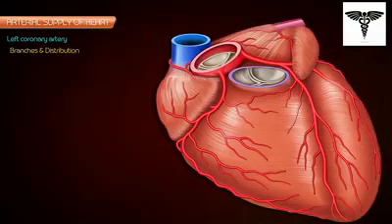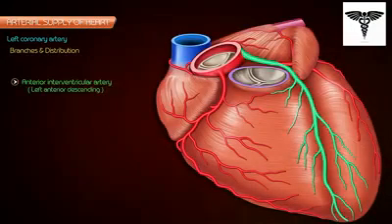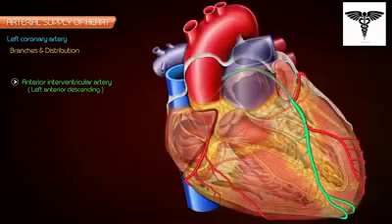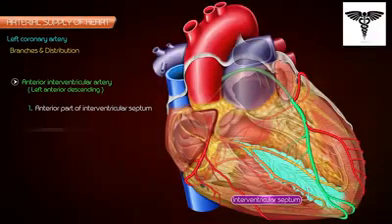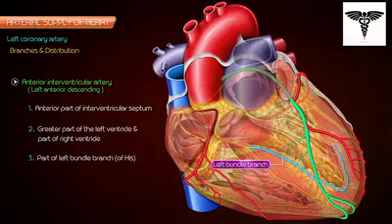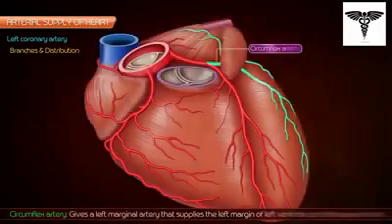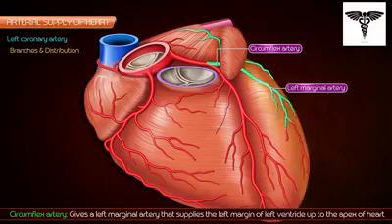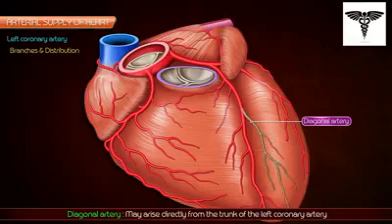Branches and distribution. Anterior interventricular artery, also known as left anterior descending artery. It supplies the anterior part of the interventricular septum, the greater part of the left ventricle and part of the right ventricle, and a part of the left bundle branch. Circumflex artery. It gives a left marginal artery that supplies the left margin of the left ventricle up to the apex of the heart.